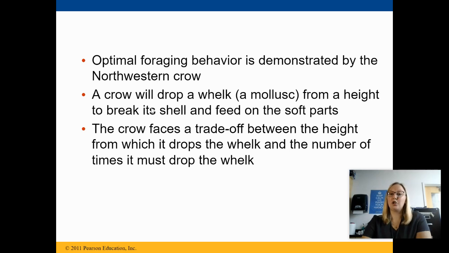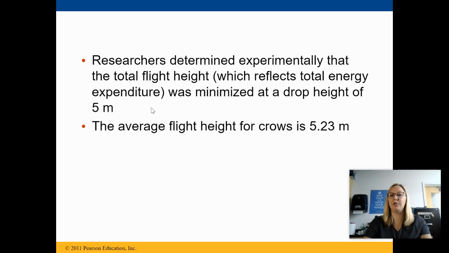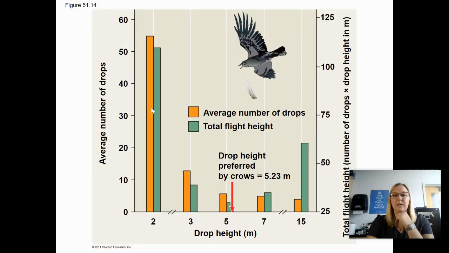The crow faces a trade-off between the height in which it drops the whelk and the number of times it has to drop it. Researchers have determined experimentally that the total flight height, which reflects the total energy expenditure, was minimized at a drop height of 5 meters. The average height for a crow is 5.3 meters.